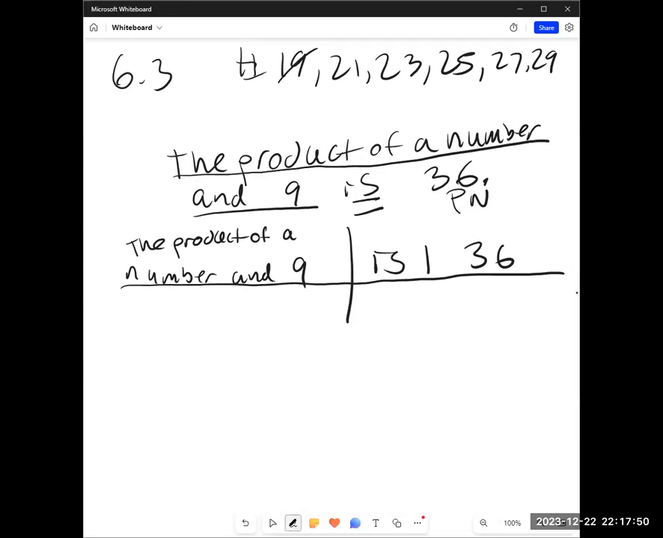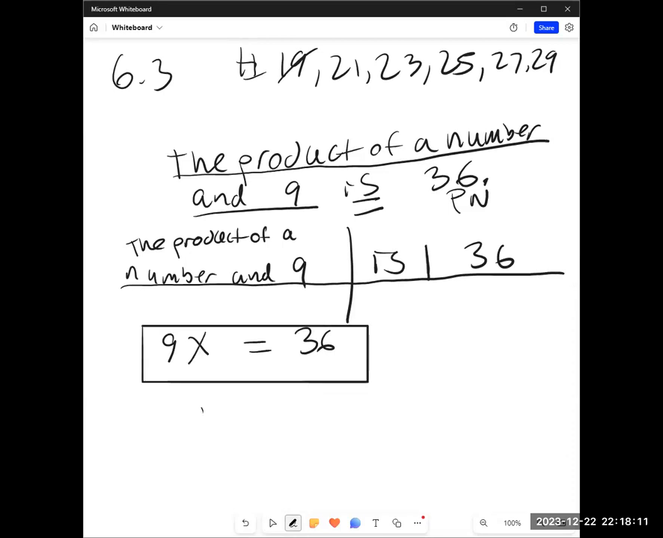And so let's translate that using x for the unknown. Product of a number and 9 is 36. Divide by 9. This is your equation for your first part. Now we're going to solve that, and x equals 4.